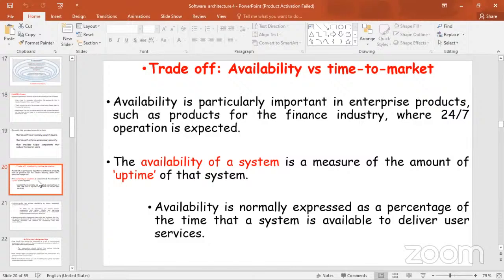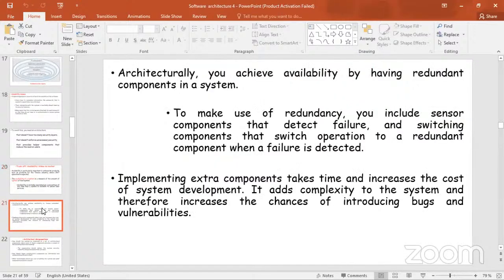So the availability of a system is expressed as a percentage of the time that a system is available to deliver service. All right. So architecturally, you achieve availability by having redundant components in a system. However, having these redundant components can also raise complexity issues.